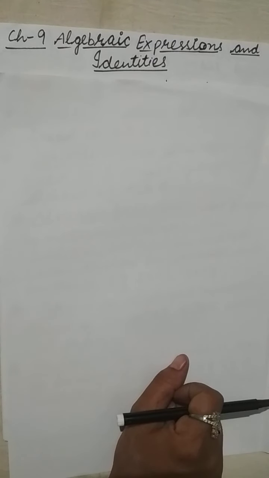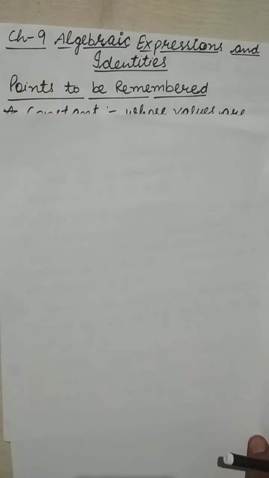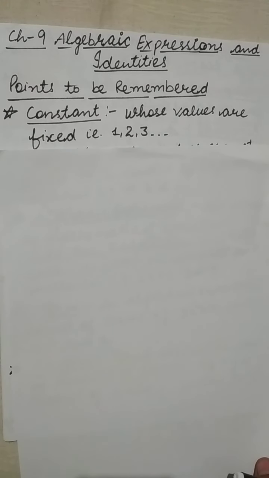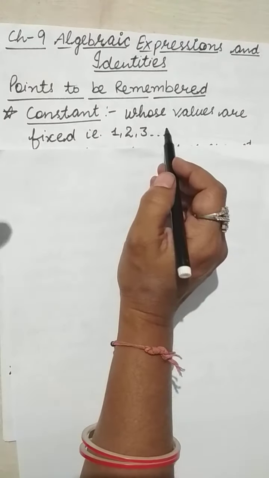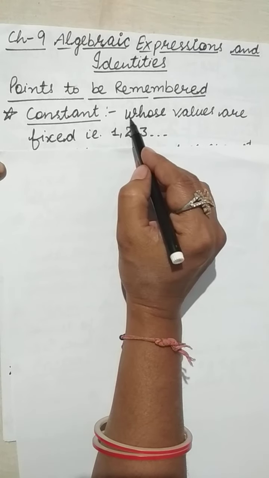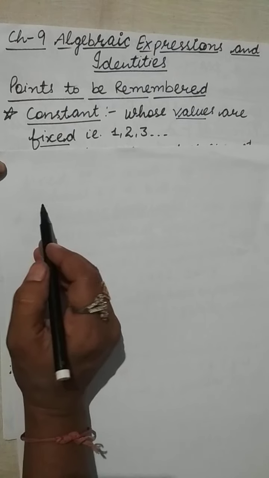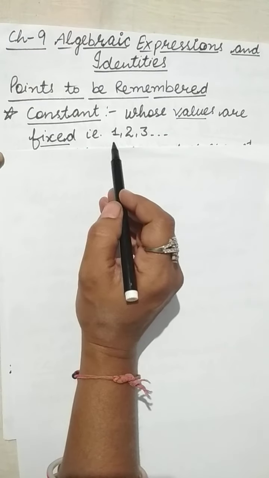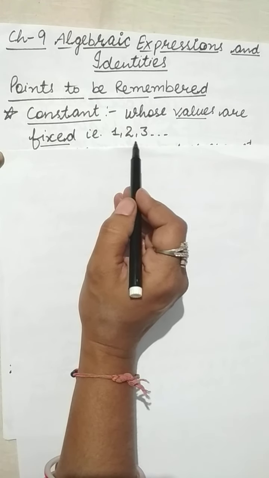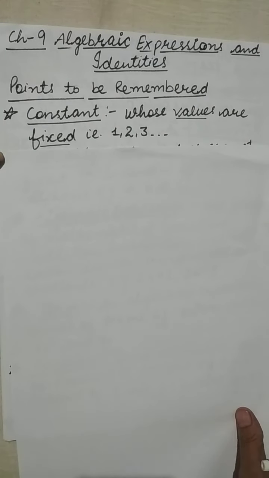Hello everyone. In this video we will discuss chapter number 9, algebraic expressions and identities. Firstly we will discuss the points to be remembered. The very first definition is of constant. Constants are those whose values are fixed, like the numbers 1, 2, 3. The values of these numbers are fixed, so these are called constants.